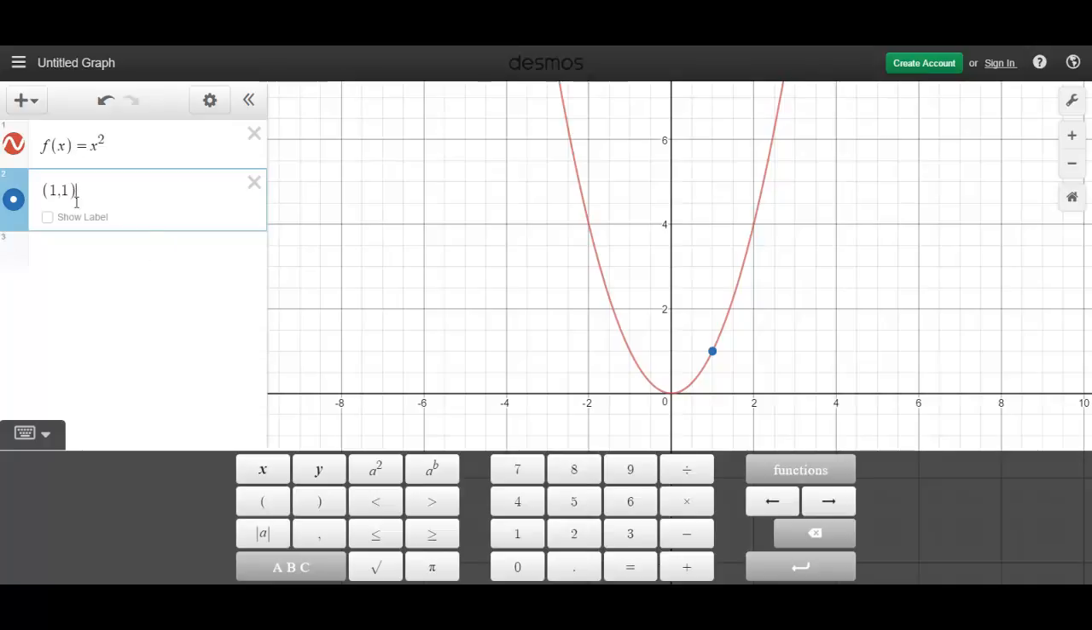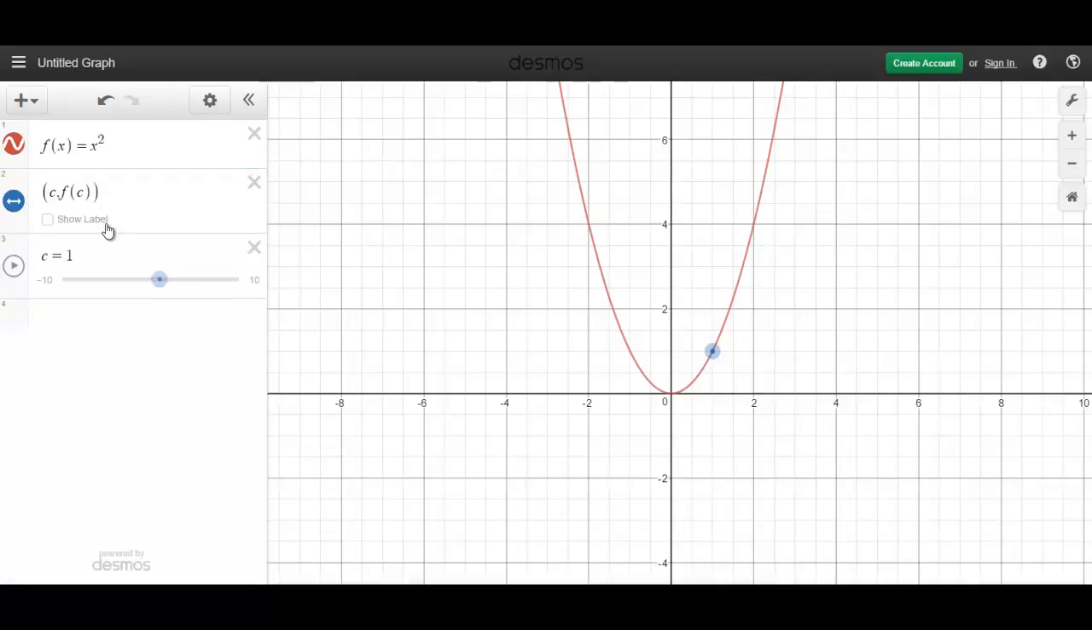If you want to get really fancy, you can do this. Instead of making that static, let's make it to where we can move it around. Say (C, f of C). And it'll automatically ask, do you want to make that a variable you can move? And say yes. So now watch what I can do. Let's not show a label. See, I can move it around, because the x value is always whatever you define as C, and the y value is f of C. So it's always going to be stuck on your parabola.